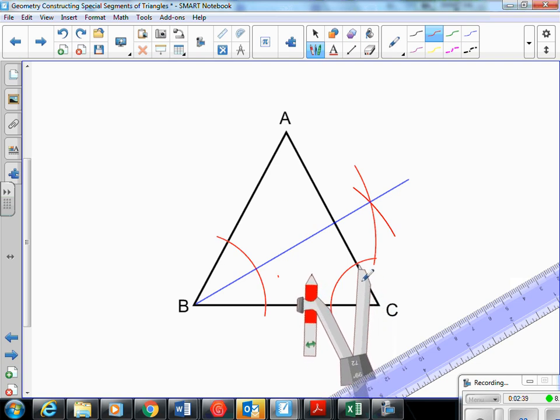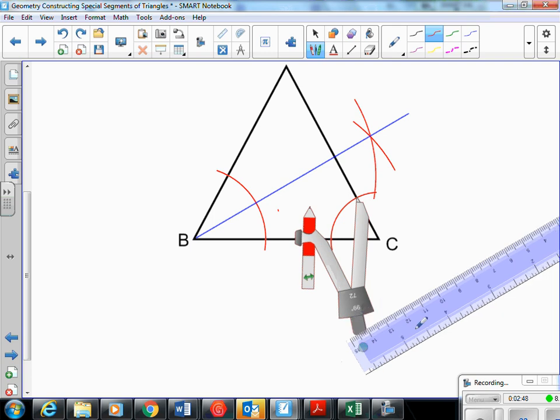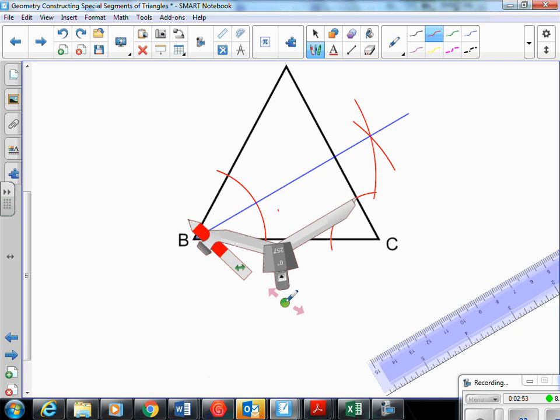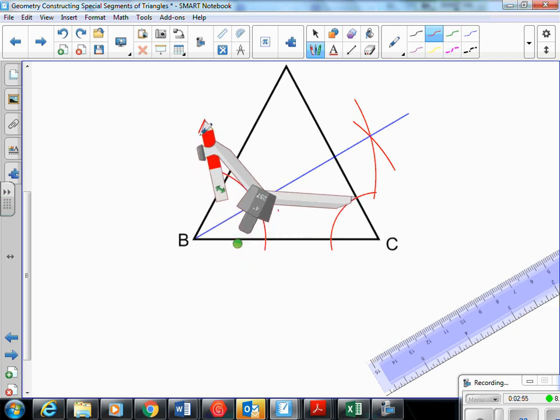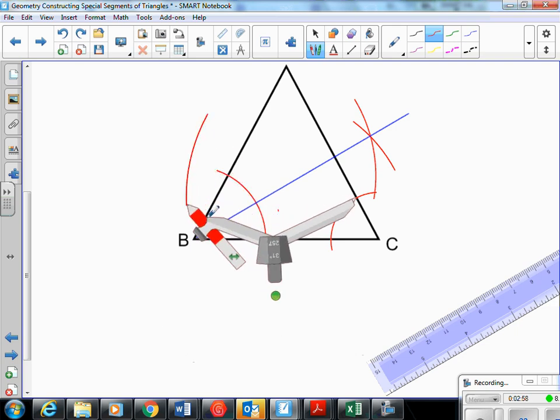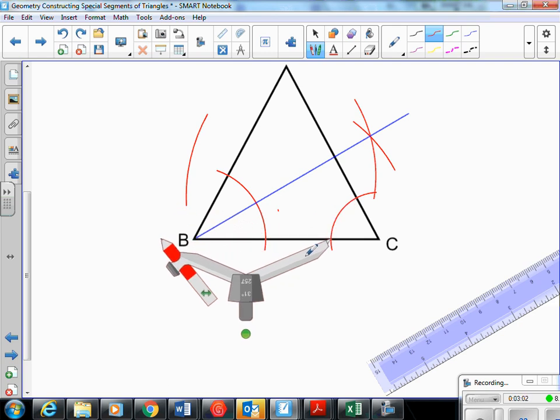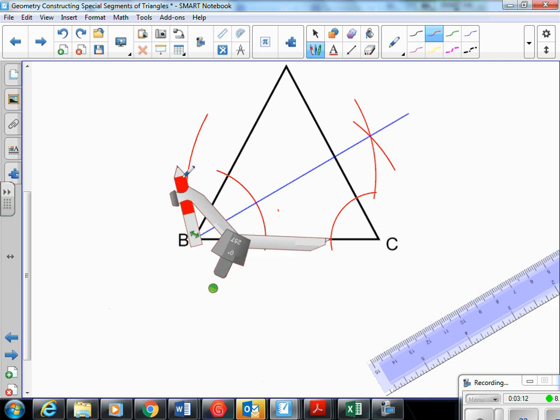And then go to each one of those intersecting points and make an arc out in the middle. And once again, I'm going to extend out outside the triangle so those extra marks are not inside the triangle. And move it to the other intersecting point. Make an arc that intersects that one.